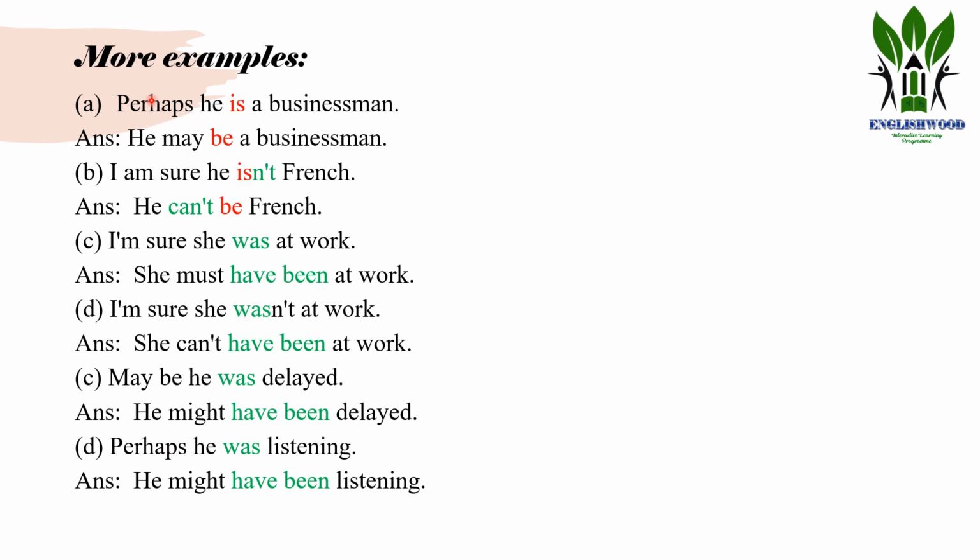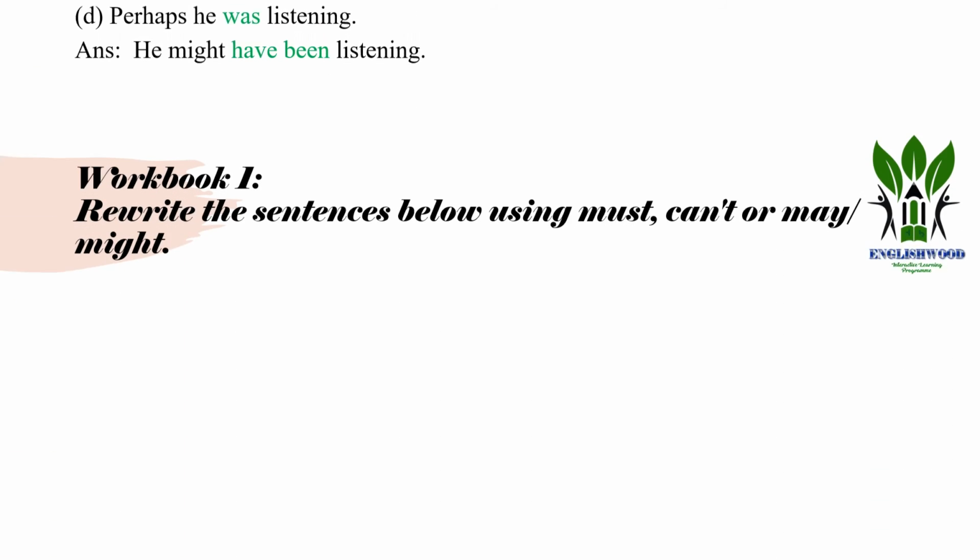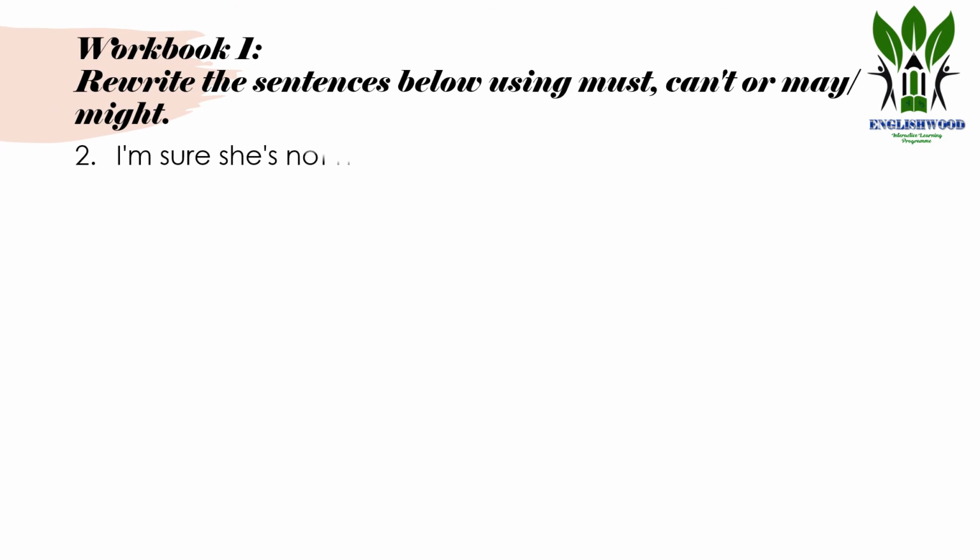All right. Perhaps he is a businessman. He may be a businessman. Perhaps he is going. Okay, when there is plus, then he may be going. Okay, sentences are like that. You should be able to modify. Okay, similarly, let's go ahead with the other examples.